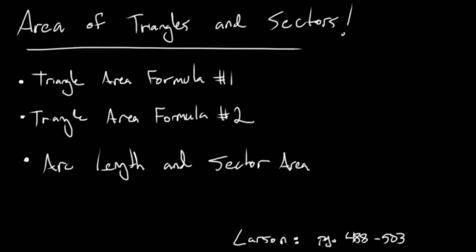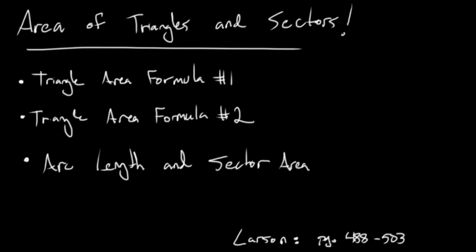Okay, in this video we are going to look at the area of triangles and sectors. Sectors as in a portion of a circle. We are going to look at two formulas for triangles. One that involves an included angle between two sides, and then we're going to look at an area formula that involves just the sides of a triangle, known as Heron's formula.